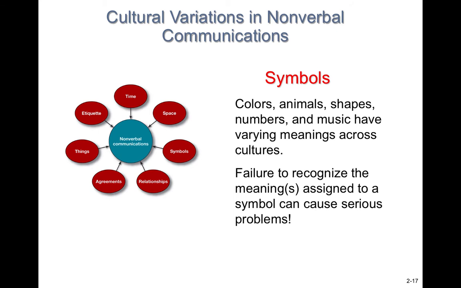Colors, animals, shapes, numbers, and music have varying meanings across cultures. Failure to recognize the meanings assigned to a symbol can cause serious problems. For instance, the color blue is considered masculine and pink is considered to be feminine in the United States and a lot of other countries. However, it is not the case in the Netherlands, where blue can be feminine as well.